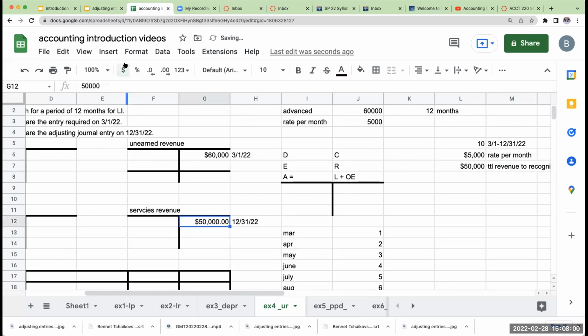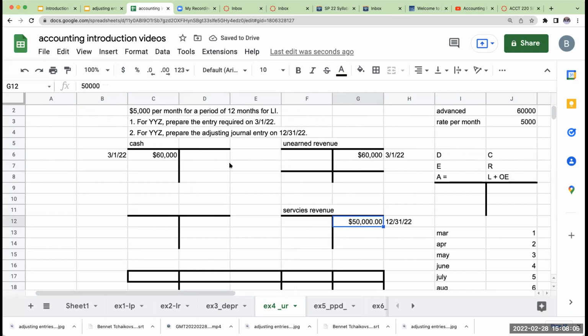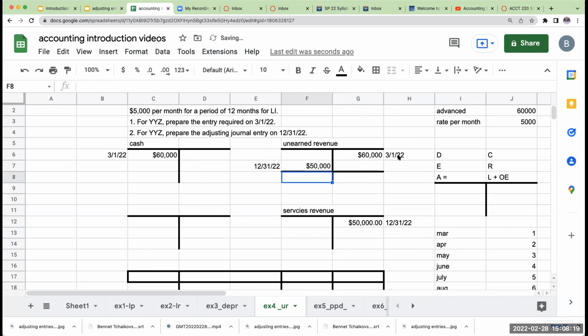Now, for every credit, I need a debit. What account do I debit? I never touch cash, right? We never ever touch cash when we're doing adjusting journal entries. But what I am going to do is adjust my unearned revenue. This is going to be as of 12/31/22, and this is going to be for 50,000. Now, why? Once I've started doing work, I no longer have this obligation. So my unearned revenue balance is now going to be 10,000. I subtract the smaller from the larger side, leaving the remaining amount on the larger side.